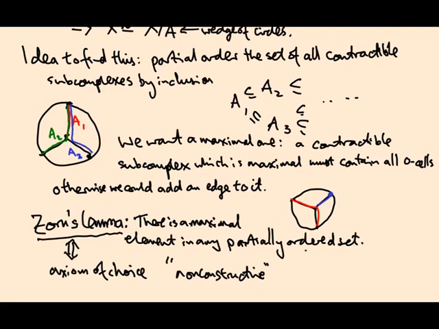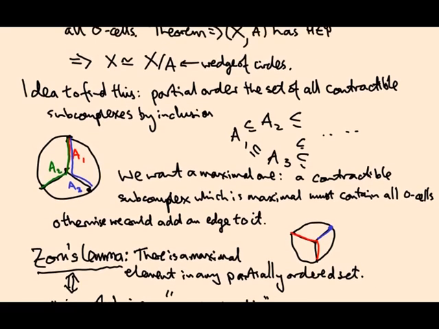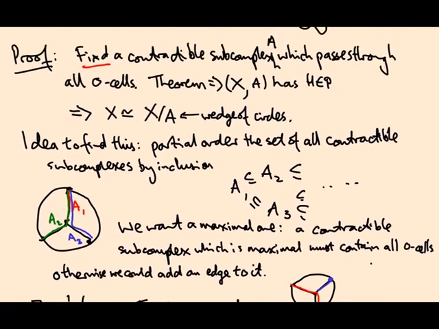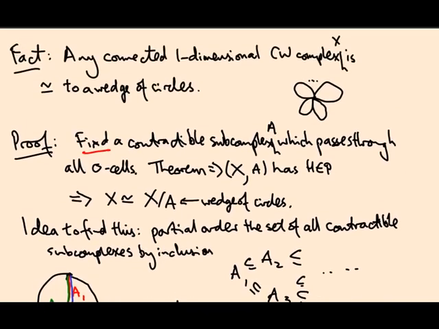So yeah, I'm not going to go into this now, but given Zorn's lemma, you find a maximal contractible subcomplex that contains all the zero cells from what I just said here, and that means if you crush that to a point, you get a wedge of circles. So all of the one-dimensional connected cell complexes are homotopy equivalent to a wedge of circles.